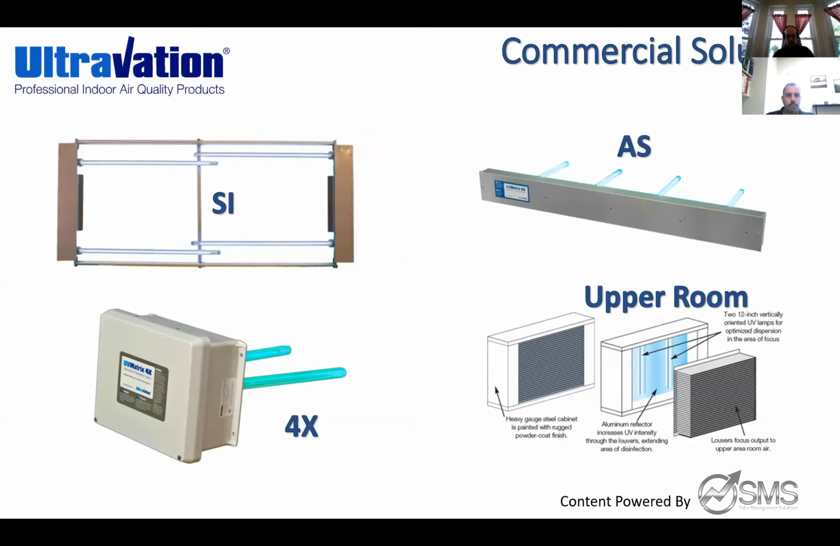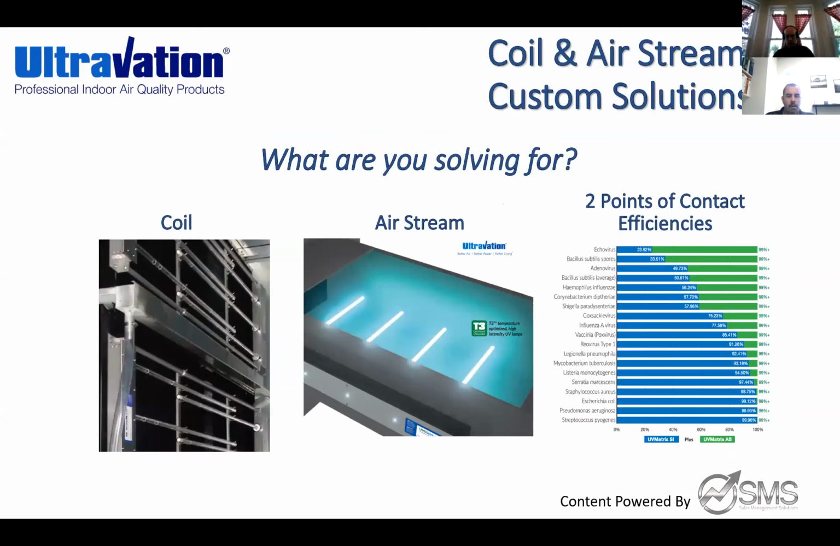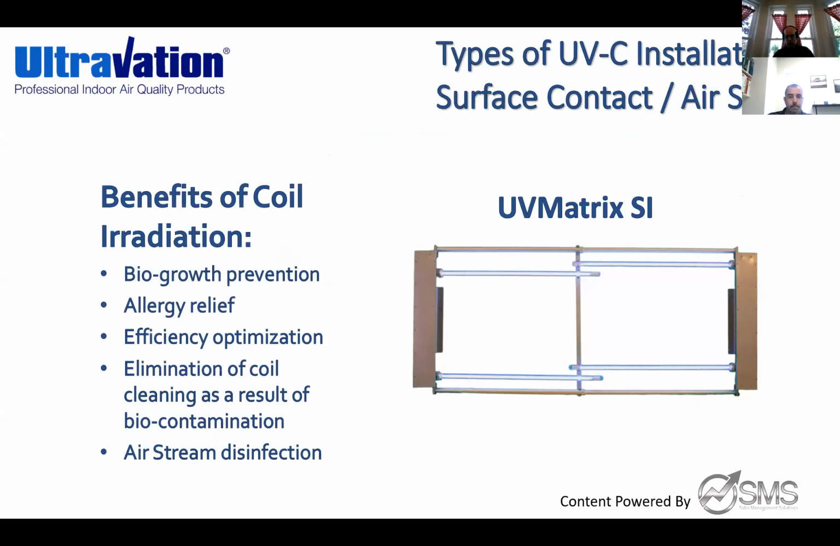Commercial solutions, we're going to look at the SI, 4S, 4X, and the upper room applications. We'll get into each one of those. So again, we're always looking at what you are solving for: coil treatment, airstream treatment, and the 2 points of contact and the efficiencies that take place when treating for both. So types of UVC installation: surface contact and airstream contact. The UV Matrix SI is going to be really for coil treatment, and that does prevent biogrowth, allergy relief, efficiency optimization, elimination of coil cleaning as a result of biocontamination, and airstream disinfection as well.